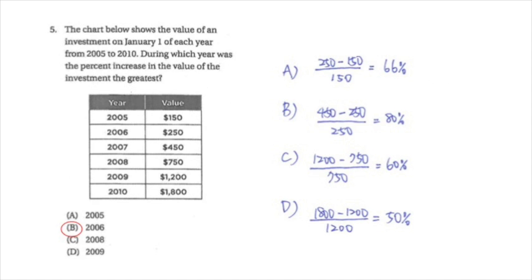Question 5. In this question, we're asked to find which year has the greatest percentage increase in the value of investment. In this data, the values presented are the values at the beginning of that year. So for example, for year 2005 and year 2006, if we want to know the percentage increase in year 2005, we simply find the difference between the beginning value of year 2006 and 2005 and divide it by the value of year 2005. Repeating this procedure, with the answer shown on the screen, we can see that between year 2006 and year 2007, the percentage increase was the greatest.